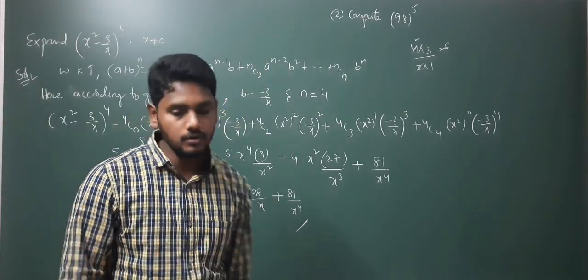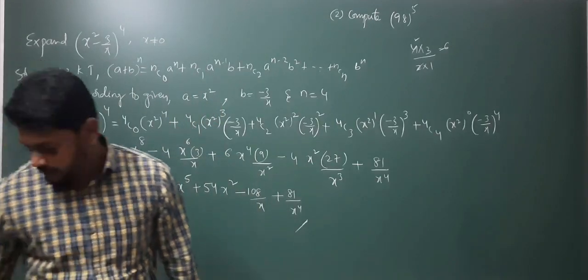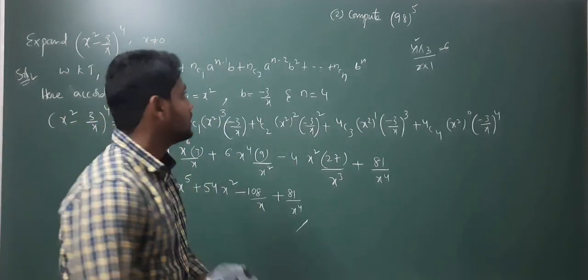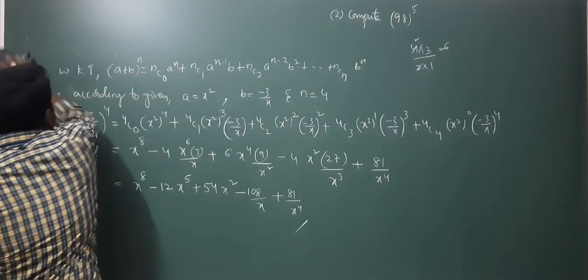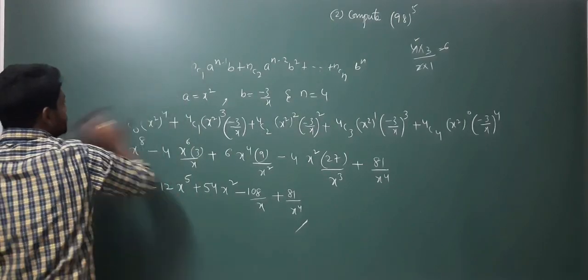Next question is: compute 98 power 5. Compute is nothing but we need to simplify like this one. See, note down this.